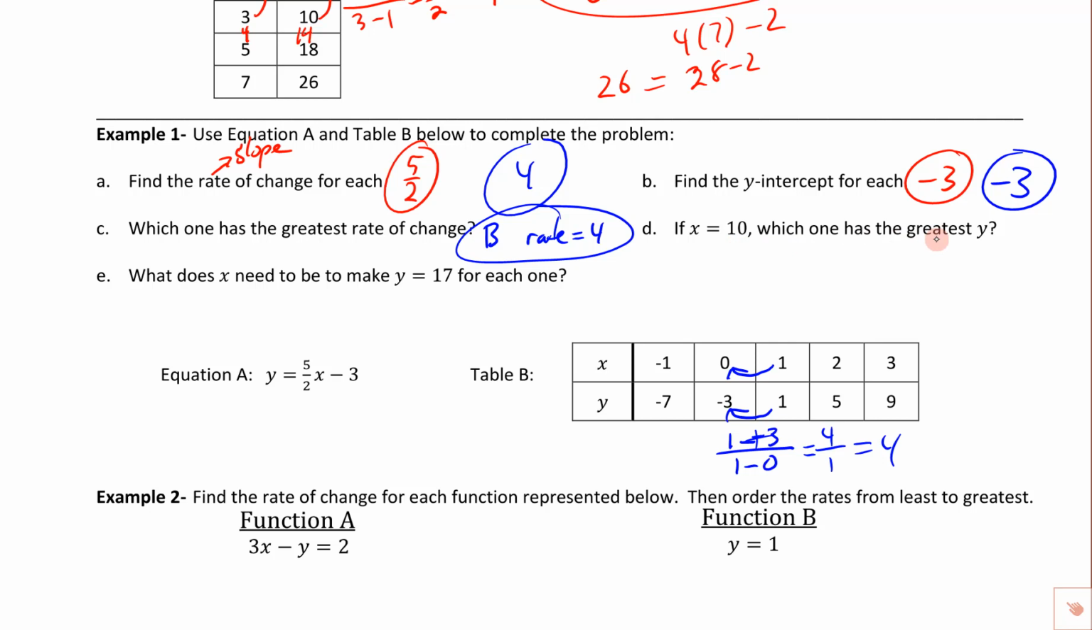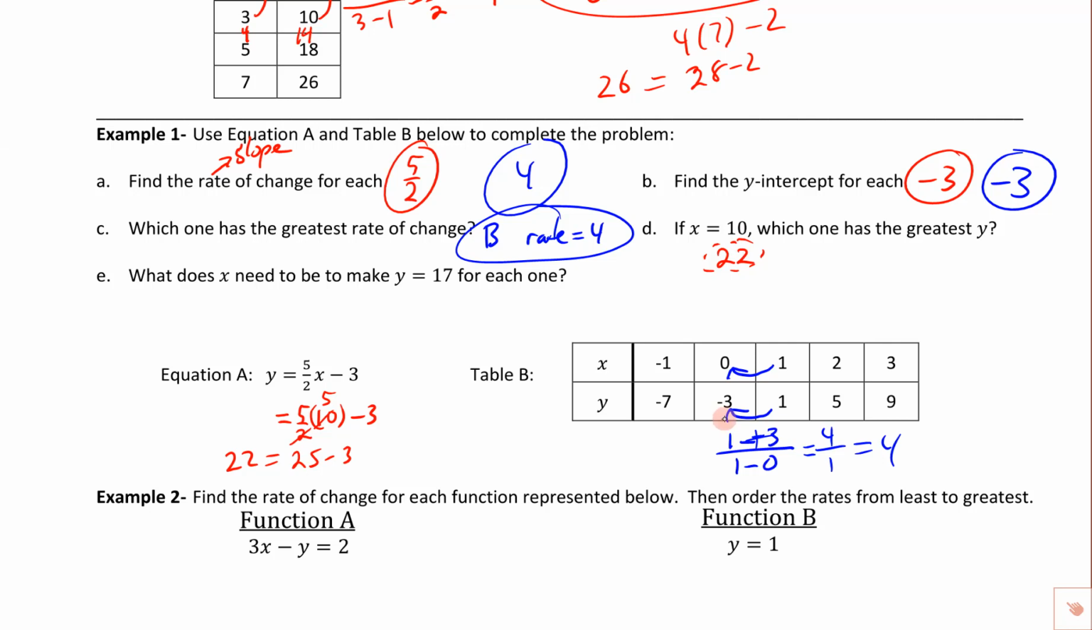Okay. Now, take a look over here. They've given us the equation so we can find any y value we want. So if we were to say 5/2 times 10 minus 3, let's see what we get here. Those are going to cancel off. That's going to be a 5. 5 times 5 is 25 minus 3, so we end up with 22. Okay, so this one has a y value of 22. So I'm just going to write that right here in red. Okay, that one has a y value of 22.